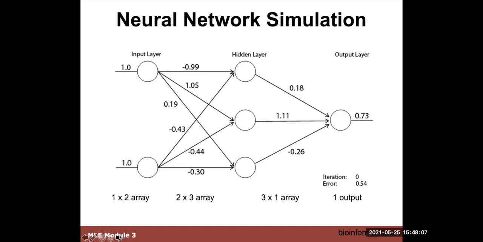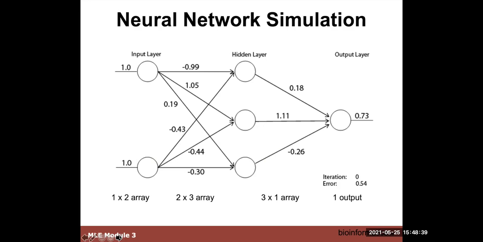So we've got two values. The hidden layer has three values, the output layer is one input. But in terms of the weight matrices, there's a 2x3 array and a 3x1 array. The 2x3 array has numbers like minus 0.3, minus 0.44, minus 0.43, and so on. The 3x1 array has values of minus 0.26, 1.11, and so on. And then the output. So we have an input of two ones, and the output here is 0.73.